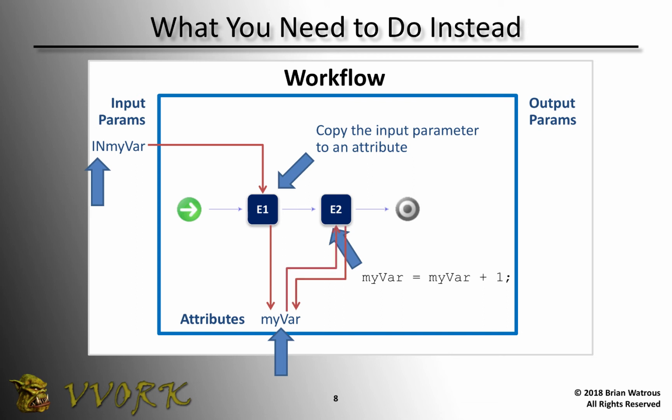So again, anywhere else in the workflow that we want to, we can do an inward binding to the attribute called myvar so that we can see what is currently stored in that variable. And with an outward binding, we'll be able to change at any time we want the value of the myvar attribute.